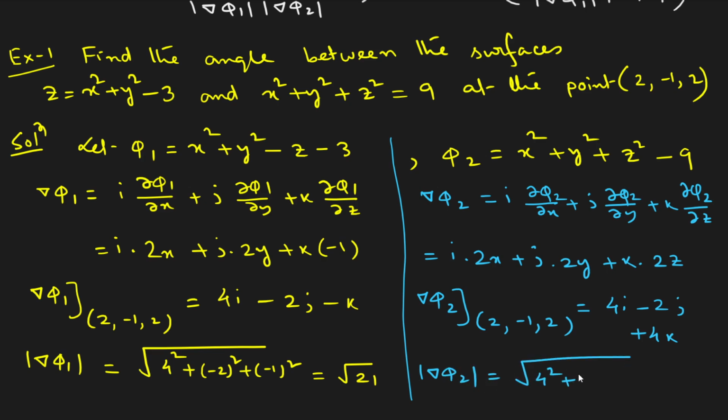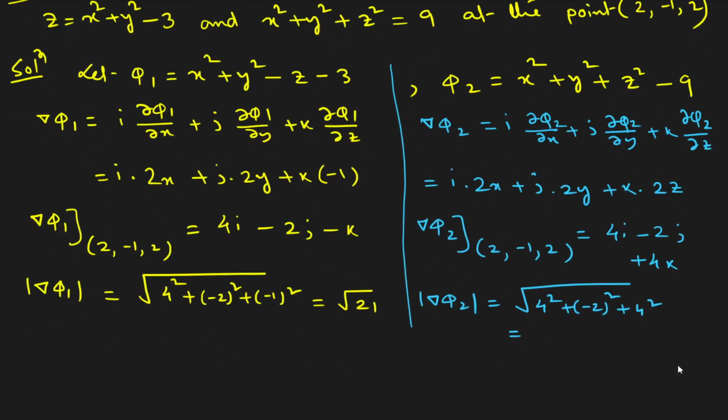4 square minus 2 square and then 4 square. So how much is it? 16 plus 16, 32. 32 plus 4 is how much? 36. Root 36 means 6. So now what to find? The angle between two surfaces.